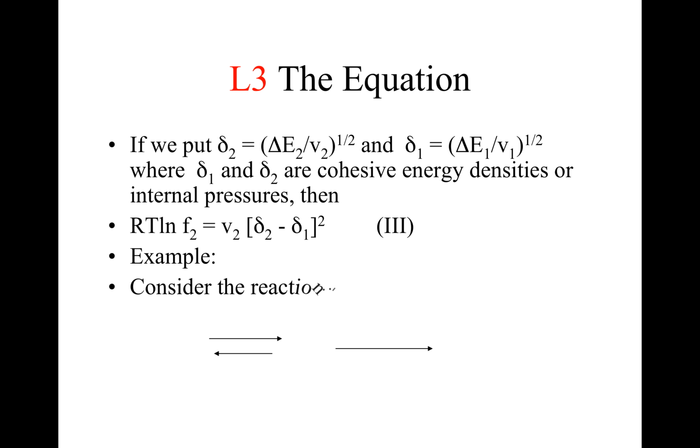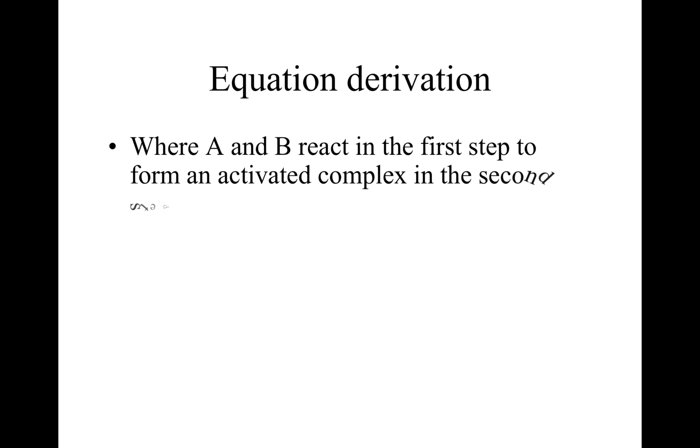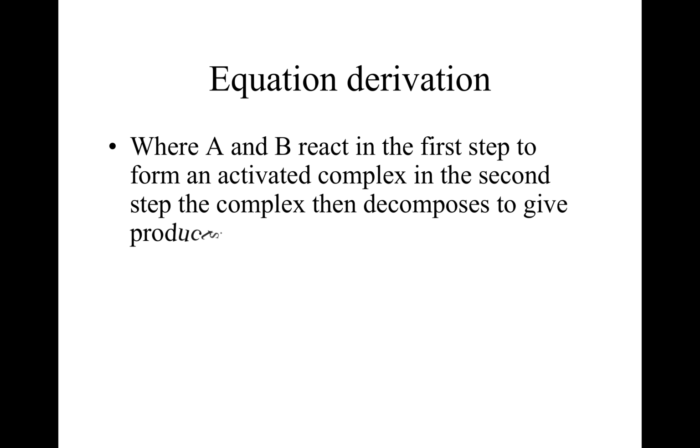Let's look at an example. Let us consider a hypothetical reaction A plus B in equilibrium with an intermediate complex X, which then disintegrates to give the products. Here, A and B react in the first step to form an activated complex. In the second step, the complex then decomposes to give us products.